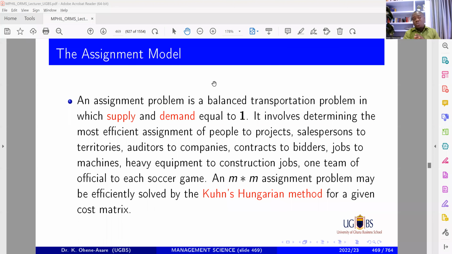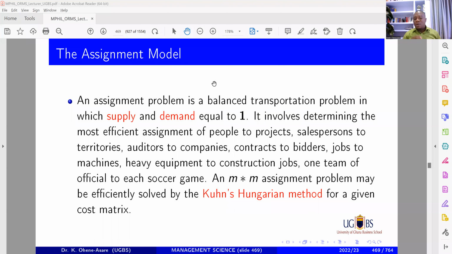Sorry, supply should be equal to 1. Demand is equal to 1. Each supply is equal to 1. Each demand is equal to 1. You are supplying one referee, one center referee, to the game. And that stadium is demanding one center referee.